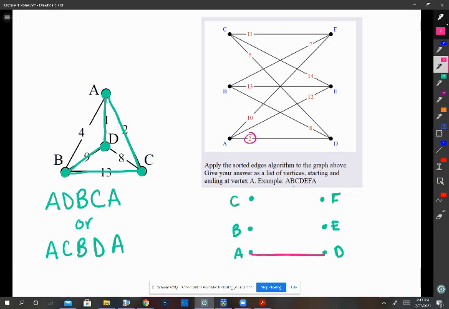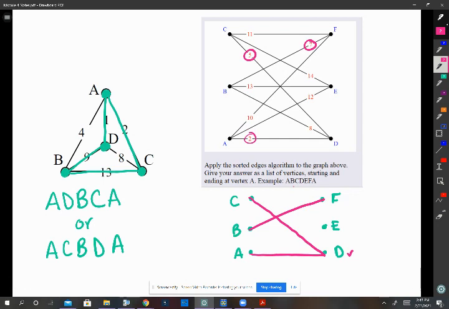And then I look at the next smallest number up there, which is 5. And 5 connects C and D. And now that I've done that, I've got 2 lines coming off of D. I can't go to D anymore. D already has 2 lines coming off of it. My next smallest number up there looks like 7. And that's connecting B and F. And so I just connect it.